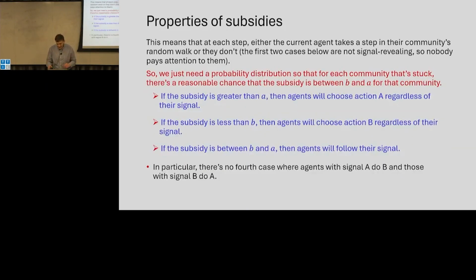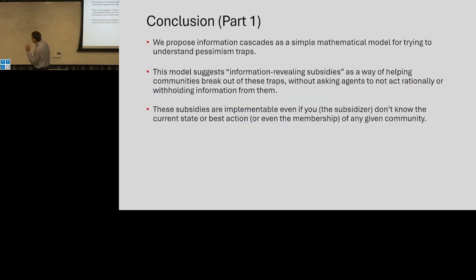Okay, so that's the summary. We propose information cascades as a simple mathematical model to try to capture this phenomenon of pessimism traps. It's just modeling some aspect of it, and I think it's clearly not realistic, but it gets at some of the things that are described as going on. I'd suggest information-revealing subsidies as a way of helping break out of these traps without asking agents to not act rationally or withholding information from them.